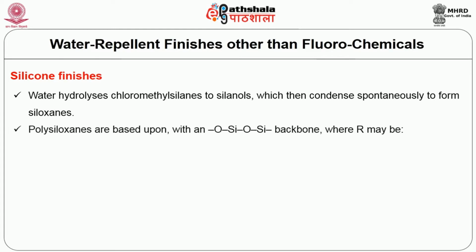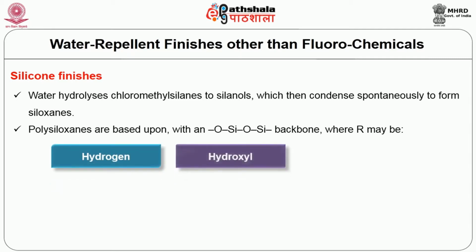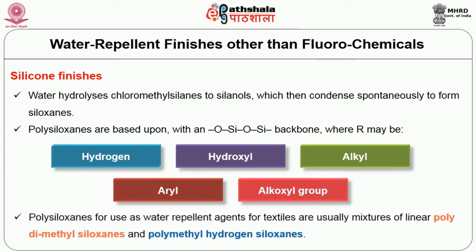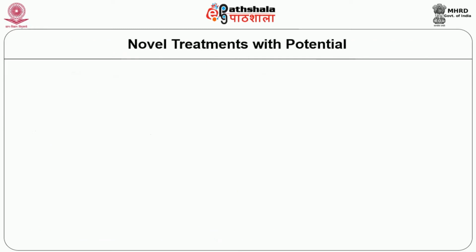Polysiloxanes are based upon an Si-O-Si-O backbone where R may be a hydrogen, hydroxyl, alkyl, aryl or alkoxyl group. Polysiloxanes for use as water repellent agents for textiles are usually mixtures of linear polydimethylsiloxanes and polymethyl hydrogen siloxanes. Now we will see the other novel treatments with potential for water, oil, soil and stain repellency.